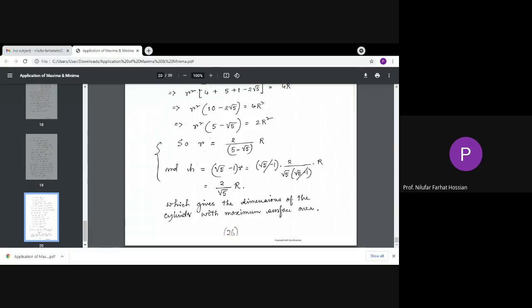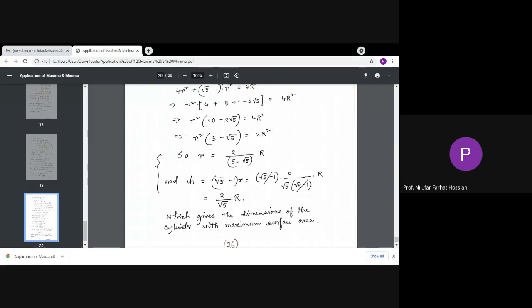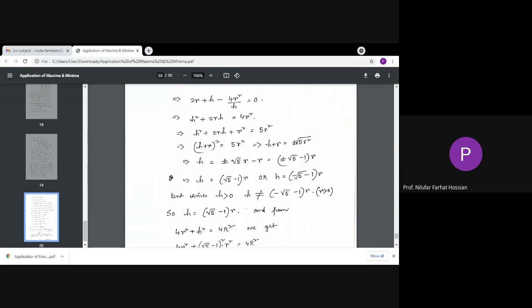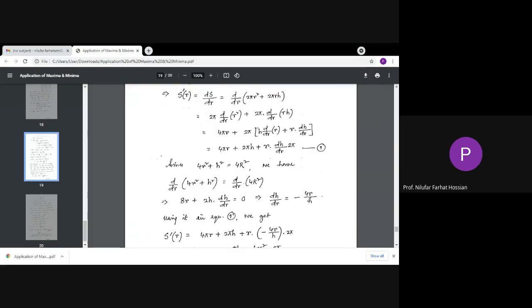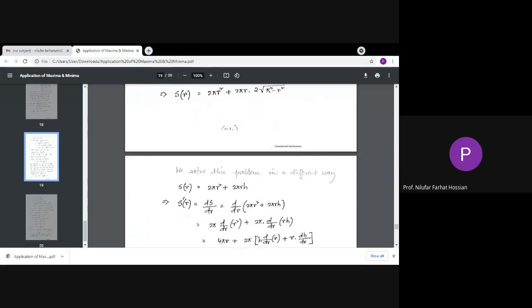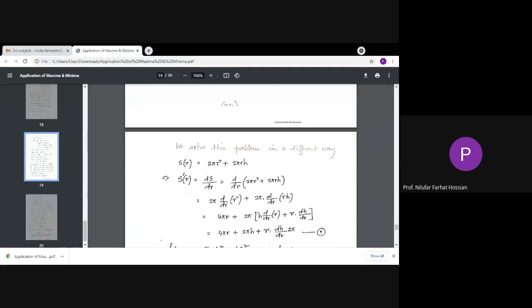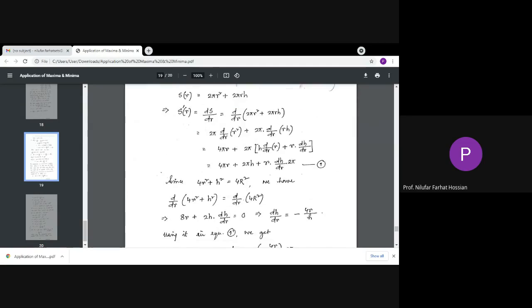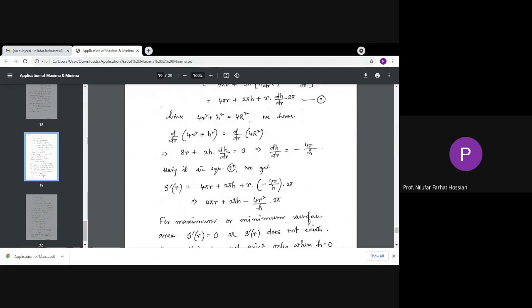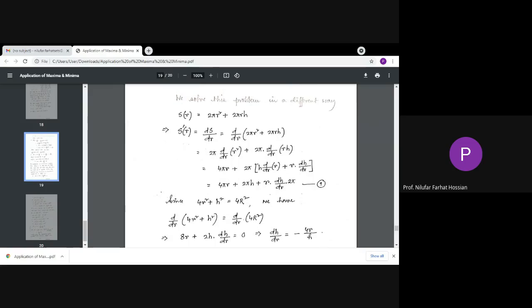So you see, this was the last math, and here this math is done in a different way, totally different. And you can follow this method in the previous problems also, because the calculations are very easy here. Here you don't need to express the function in terms of a single variable.